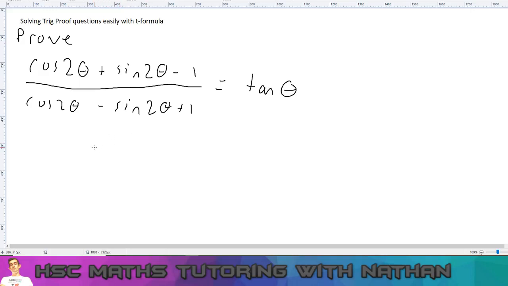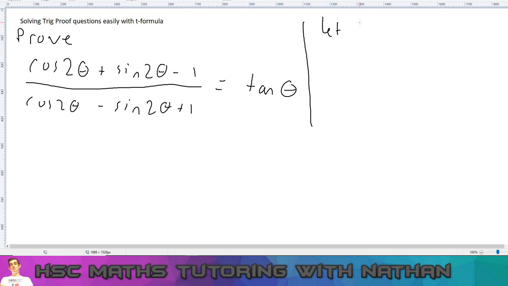Today I'm going to show you how to solve trig proofs with t-formula very easily. First of all, identify when you can use t-formula. That's the first thing, and then we'll go over the process and why t-formula is better. Before we attempt this, let's write the t-formula.